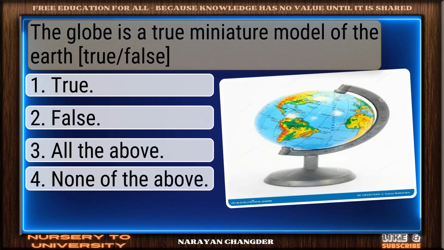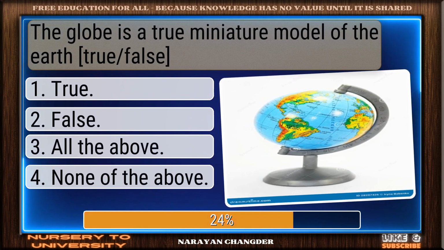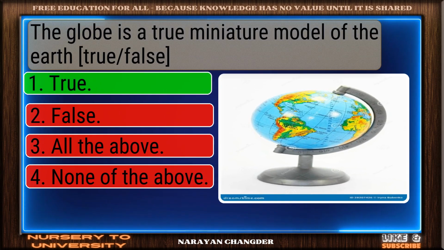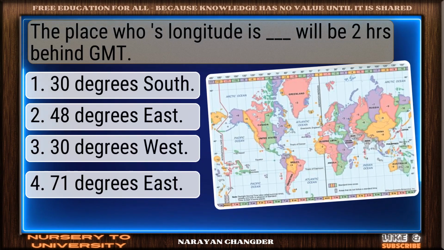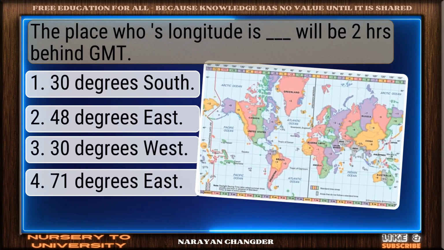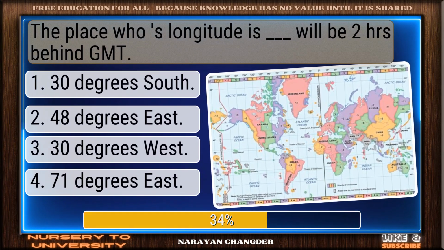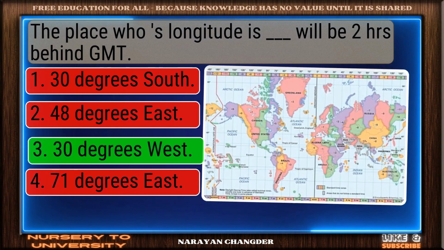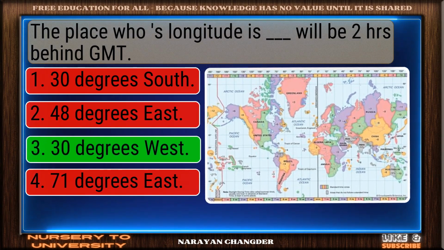The globe is a true miniature model of the Earth. Smart pick. True is the correct choice. The place whose longitude is dash will be 2 hours behind GMT. You got it. Your choice 30 degrees west is right.